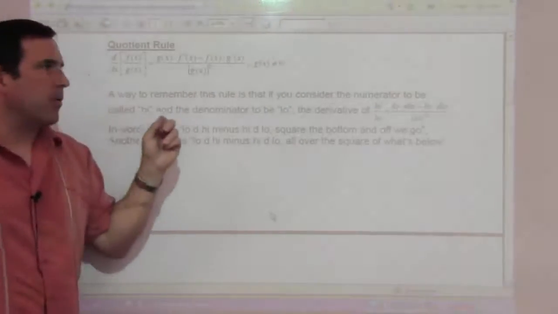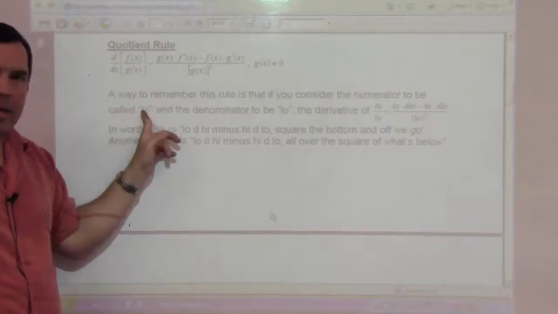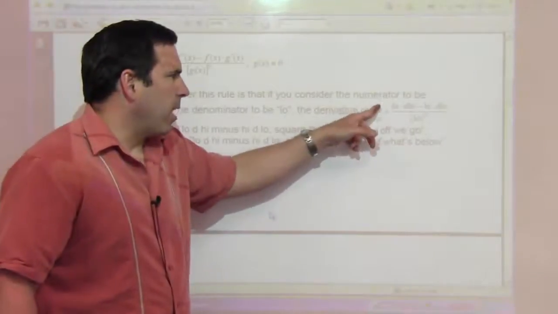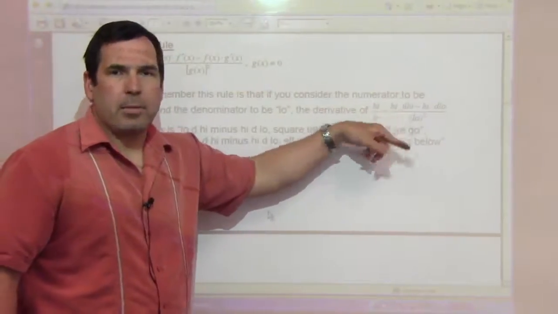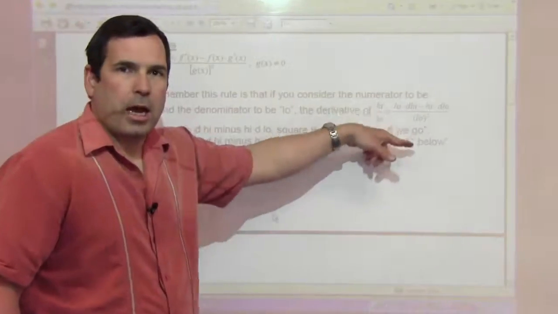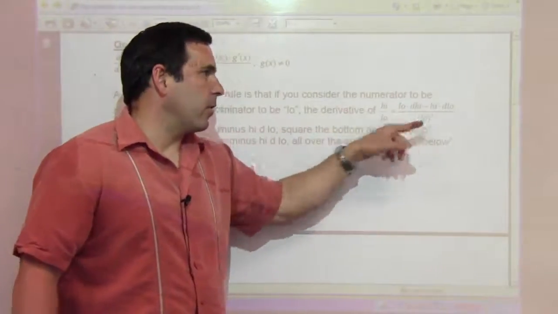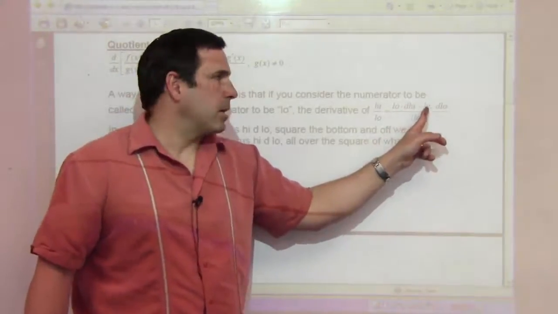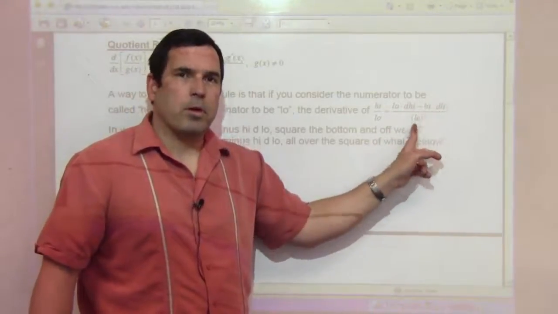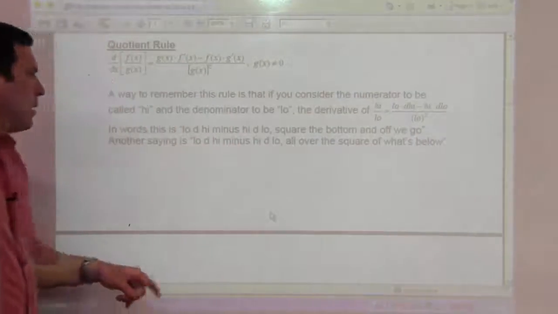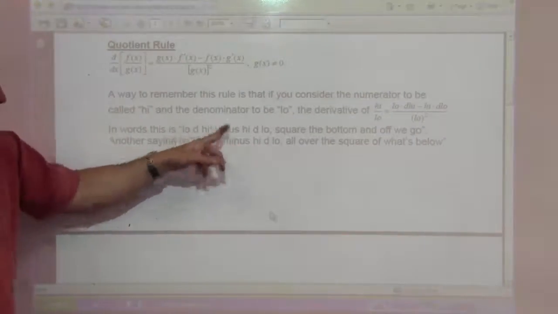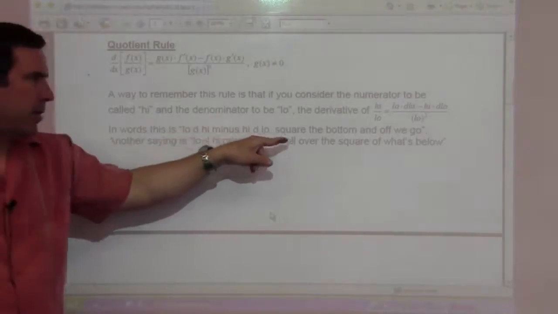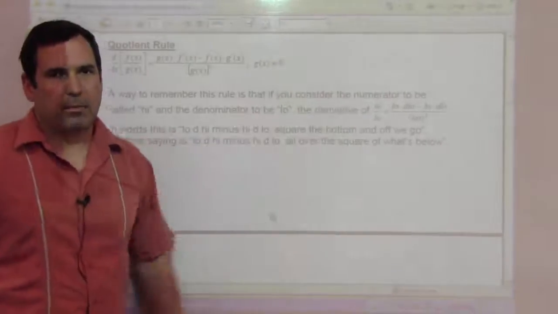So a way to remember this rule is that if you consider the numerator to be high and the denominator to be low, you could say the derivative of high over low is low d high, d meaning derivative of, low d high minus high d low all over the square of what's below. Or low times the derivative of high minus high times the derivative of low over the square of what's below. So in words, first thing would be low d high minus high d low, square the bottom, and off we go. That's kind of a saying people have come up with.